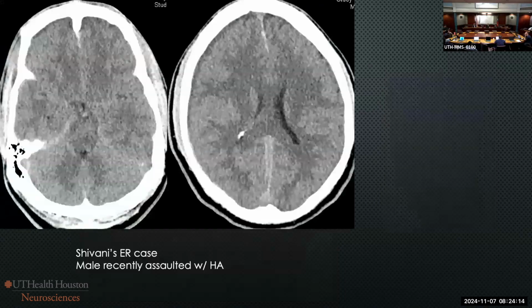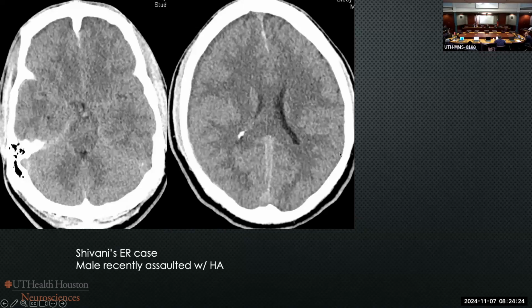So next, this is Shivani's ER case. This was a male recently assaulted, and she got called to the ER to look at this guy. And the imaging findings are, wow, this is a tight brain, cisternal effacement. There's a subdural collection. There's some midline shift, some compression of the lateral ventricle. It's tight.